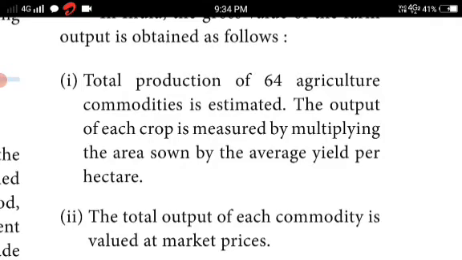The total production of 64 agricultural commodities comes under this estimation. The output of each crop is measured by multiplying the area sown, how much area they sowed, by the average yield per hectare. Then the answer will come. How much we are yielding from the agricultural commodities. Then we have to estimate. The total output of each commodity is valued at market prices. So overall the farm output of each of the 64 agricultural commodities is valued at market prices only.